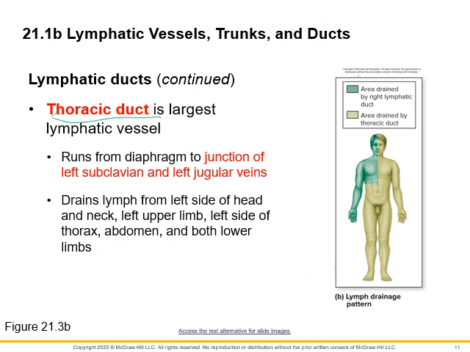The thoracic duct is the largest lymphatic vessel, and it runs from the diaphragm to the junction of the left subclavian and left jugular. And look at all of the body, the majority of the body is drained into this thoracic duct. So you can see area drained by the right and then area drained by the left. So it's about a 75-25 split.